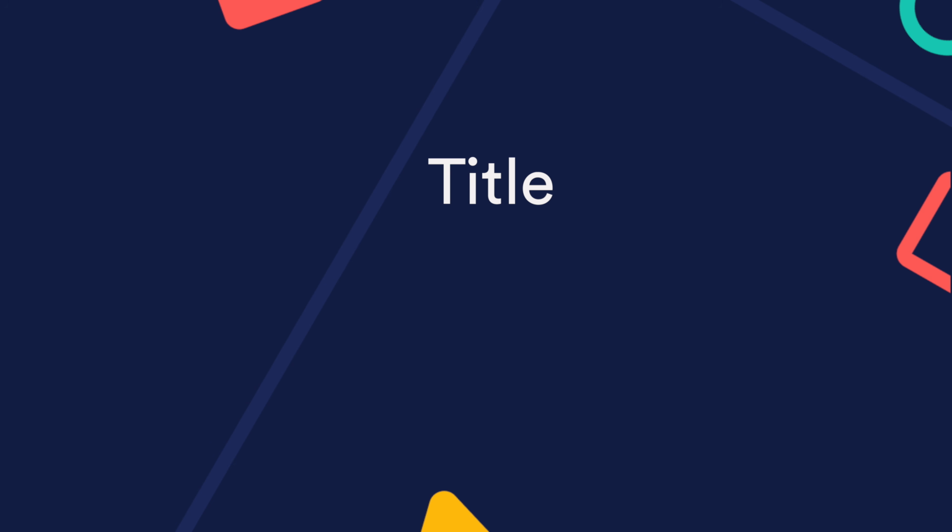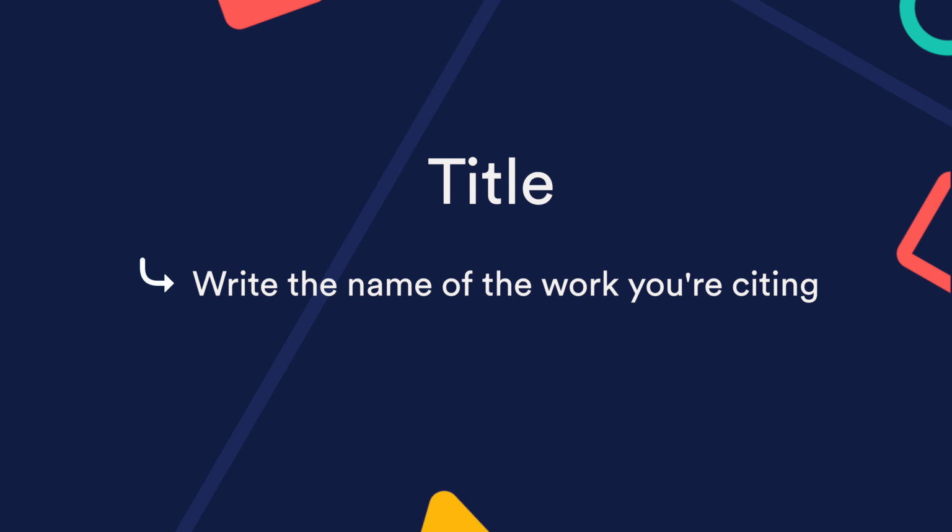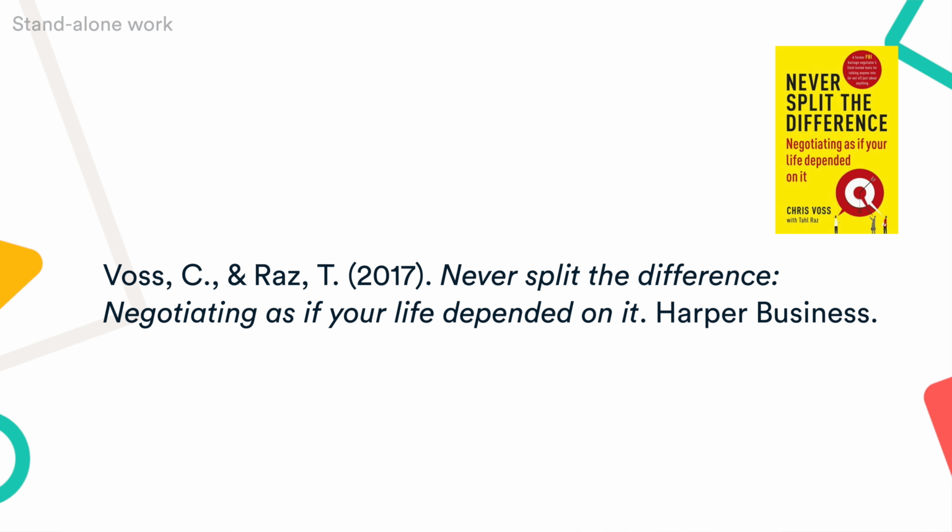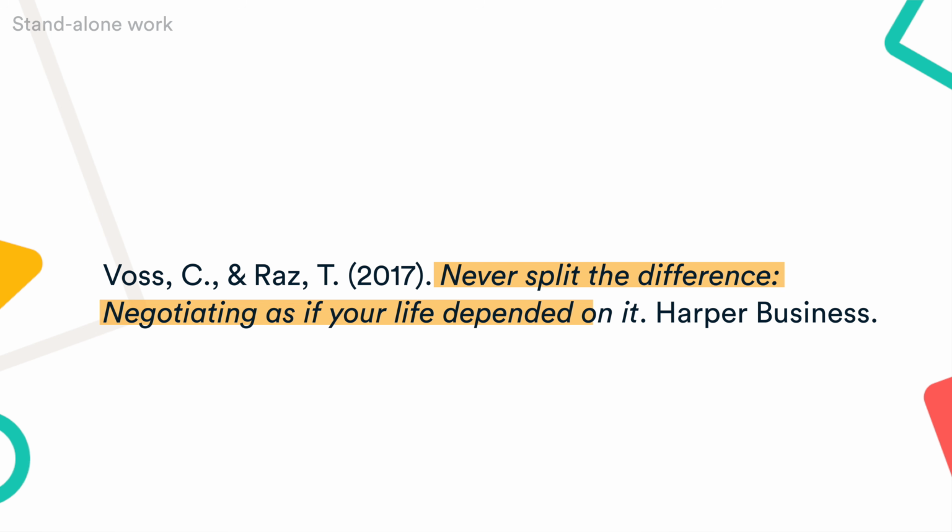After the date, include a title. Here is where you write the name of the work that you're citing. This can be the title of a whole book, which is a standalone work. So in our example, Never Split the Difference: Negotiating as if Your Life Depended on It is the book title. When citing a standalone work, its title appears in the title component, in italics and sentence case.